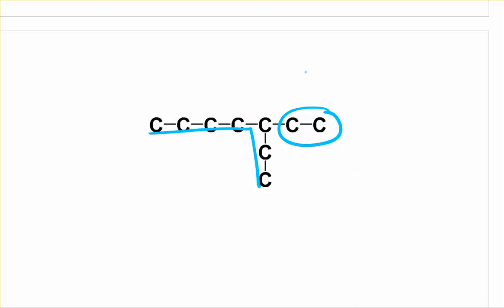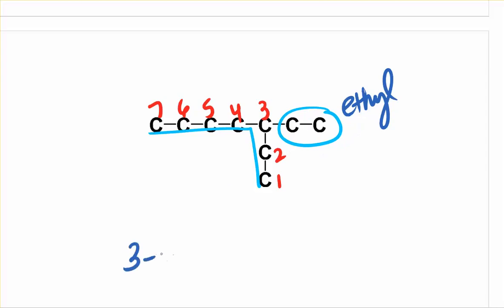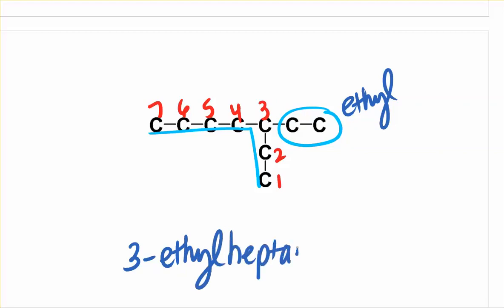This branch is called an ethyl. This is a 2-carbon branch. I'm going to number from this bottom because that's closer to a branch. And then when I put together my name, I start with the location of the branch, 3. The branch name is ethyl, and then the last name is heptane, 3-ethylheptane.